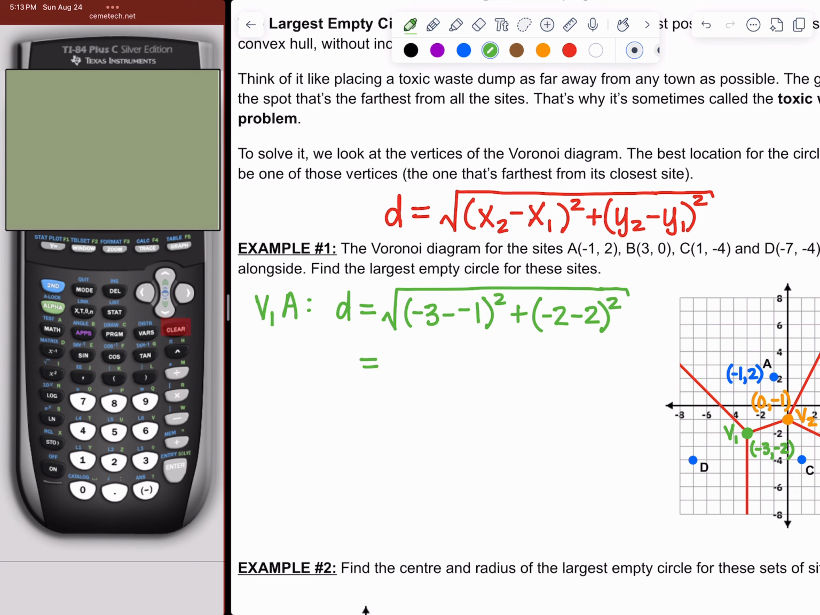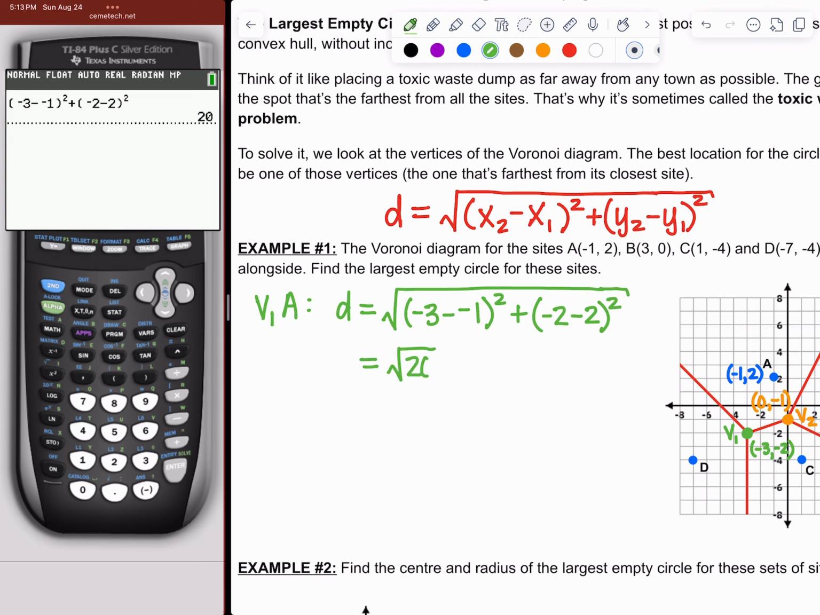So if I were to simplify this, I would have -3 minus -1 squared plus -2 minus 2 squared, and that will give me the square root of 20. And we know that the square root of 20 is approximately 4.47 units.